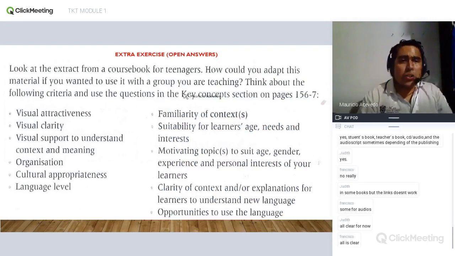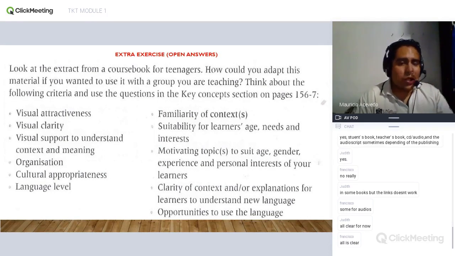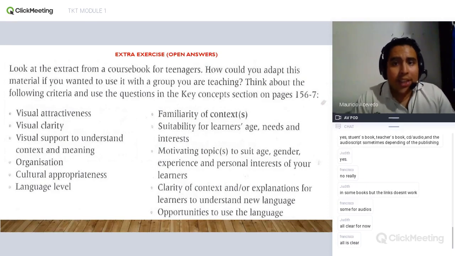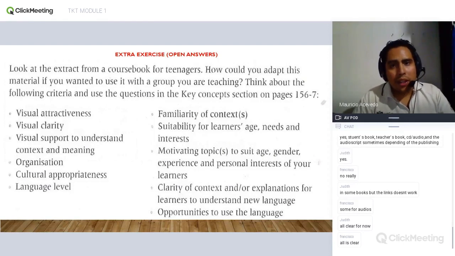Okay, now we're going to do this exercise. This is an extra exercise, but you can have open answers. So there is a range of answers here. Look at the extras from a course book for teenagers. How could you adapt these materials if you wanted to use them with a group you are teaching? Think about the following criteria and use the questions in the key concept sections. We're not going to look at the concept questions. We're going to check in which ways you can adapt these activities.